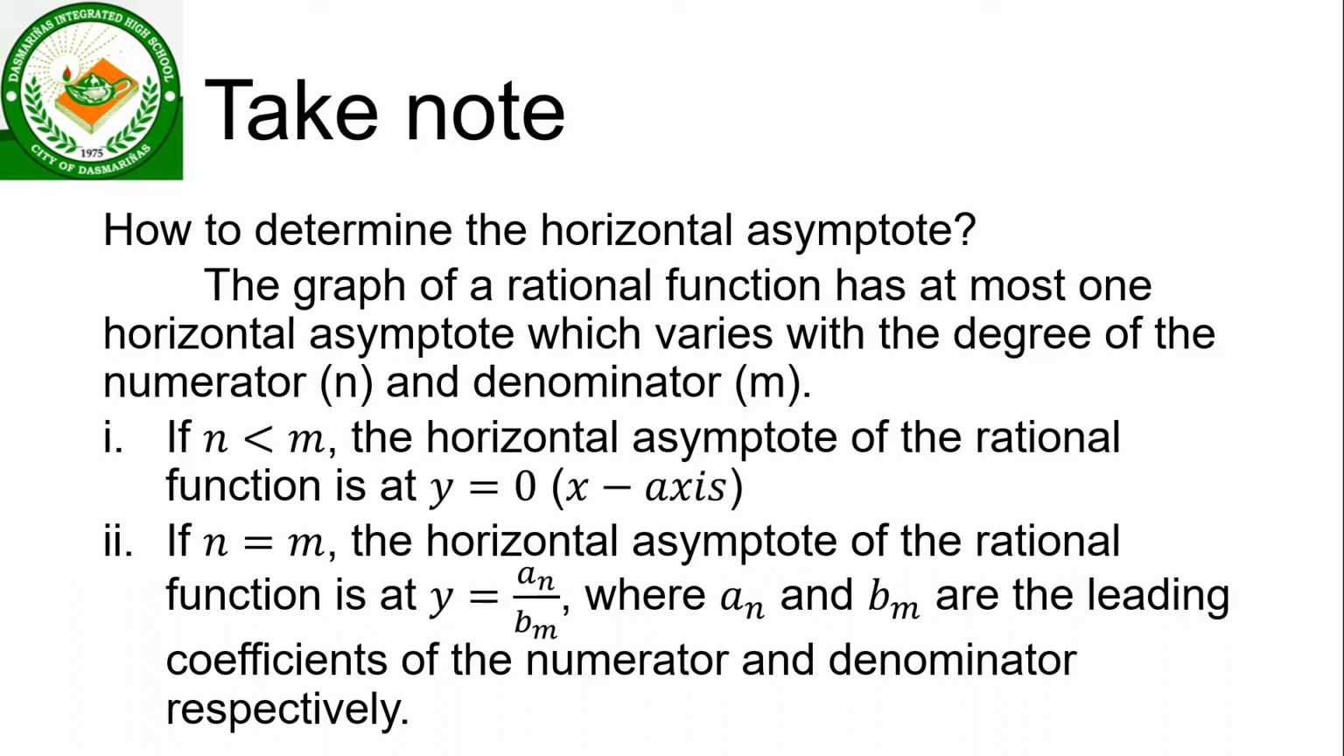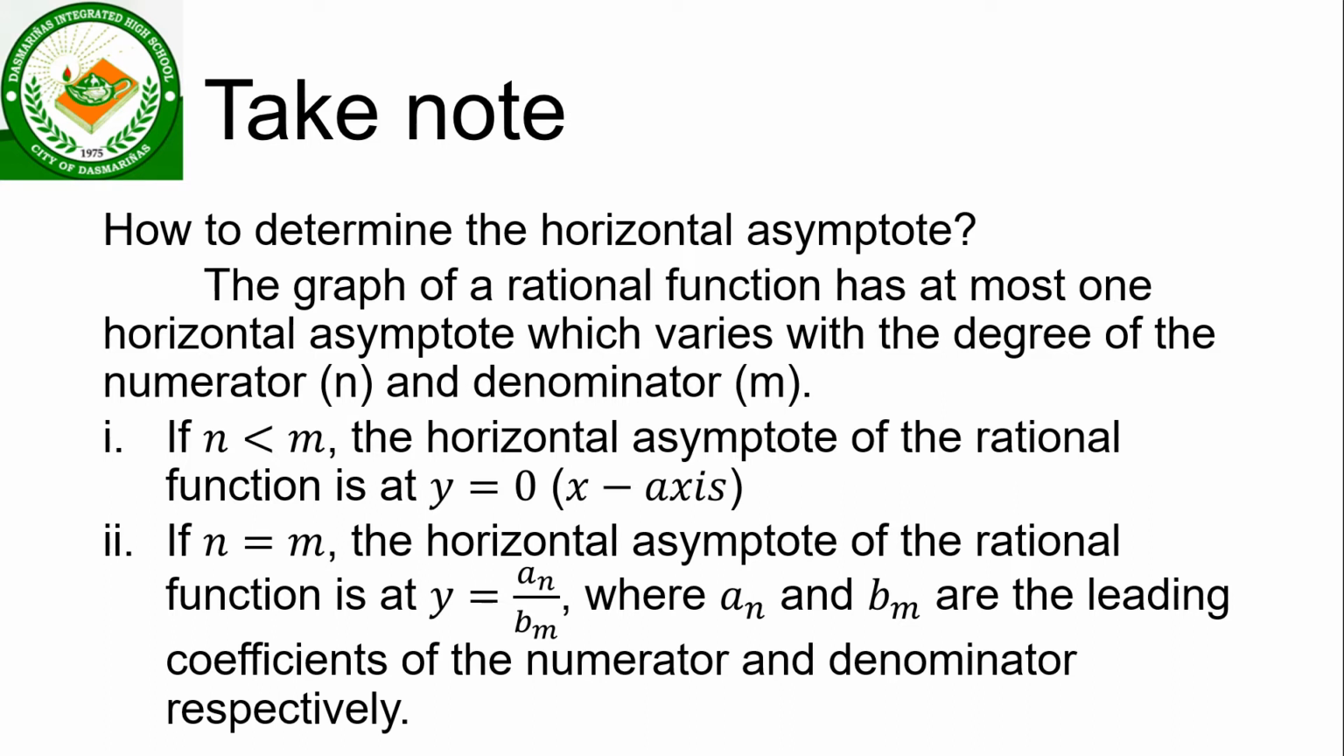And for our horizontal asymptote, okay, the graph of a rational function has at most one horizontal asymptote. Meaning to say, it can't be more than one, which varies with the degree of the numerator n and the denominator m. So there are three cases. The first case is if the degree of the numerator n is less than the degree of the denominator m, the horizontal asymptote of the rational function is at the x-axis, or its equation is y equals 0. Okay? So you must compare the degrees.